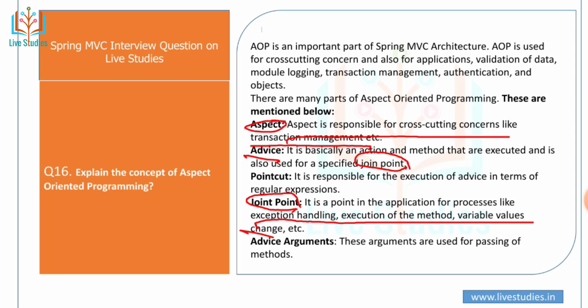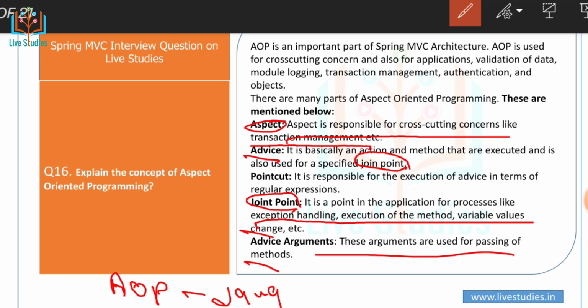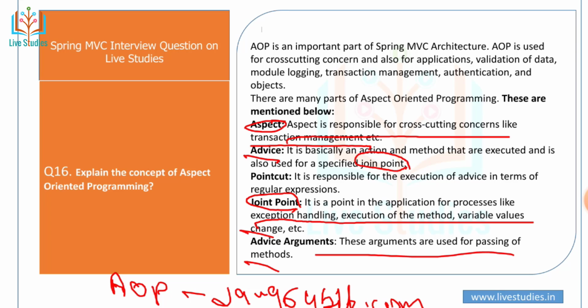Advice arguments. These arguments are used for passing to the method. Again, I am telling more detail about AOP. Please visit Java 64bit.com.